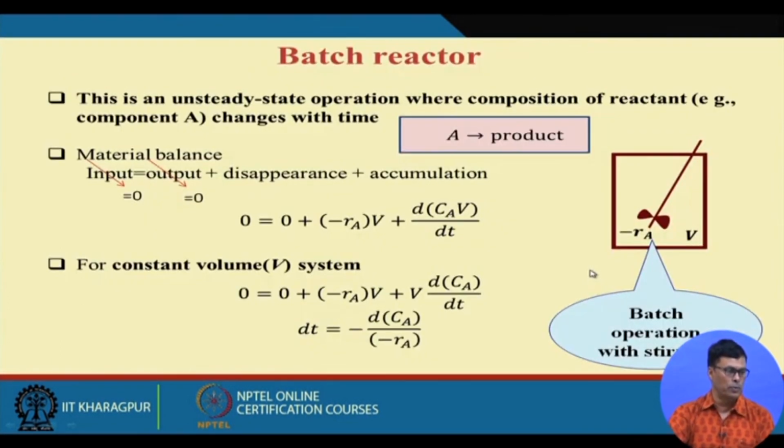Now let me show you the reactor analysis, and for the reactor analysis we use a basic formula. This is called the material analysis. This is: rate of input equals rate of output plus rate of disappearance plus rate of accumulation.